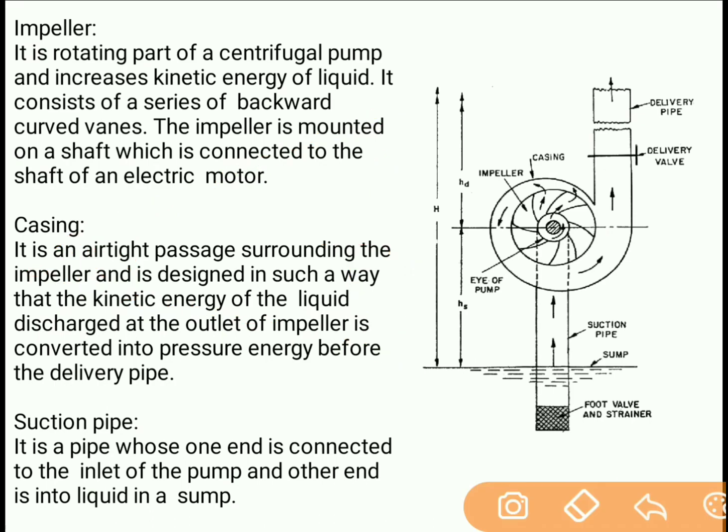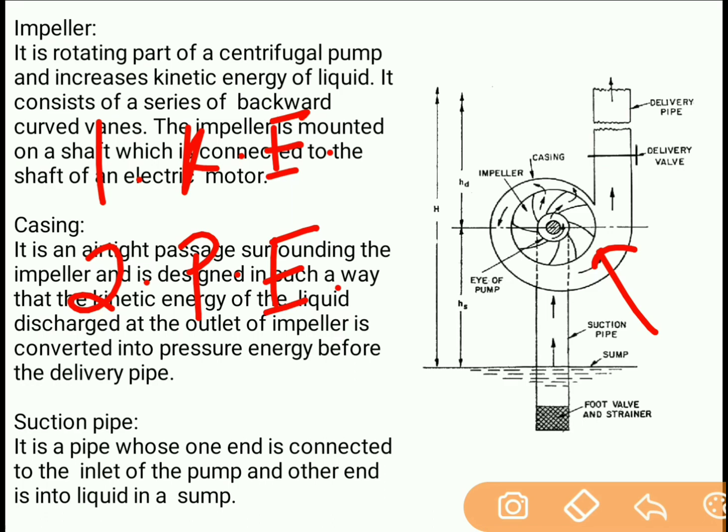Because of the diffusing action, the liquid from the impeller gets transferred from the inner side to the outer side, and as it moves from inner to outer side, diffusing action takes place and kinetic energy of the water gets converted into pressure energy. So in the impeller, two kinds of energy are transferred to the liquid. First is kinetic energy because of centrifugal force, and kinetic energy can be given as 1/2 mv square. And second is pressure energy, and this pressure energy is due to the diffusing action of the blades.